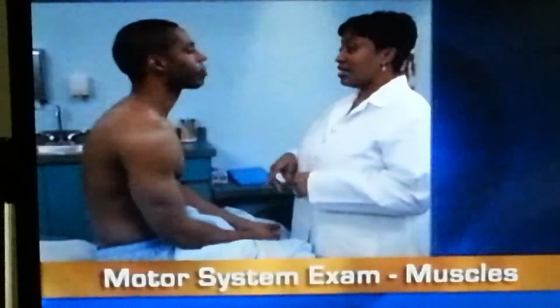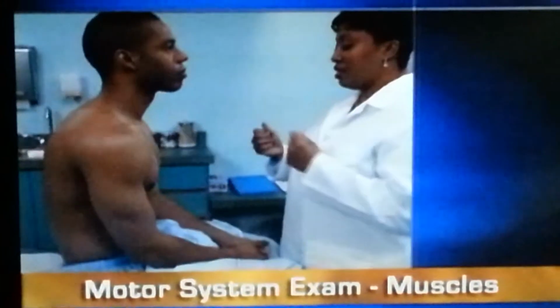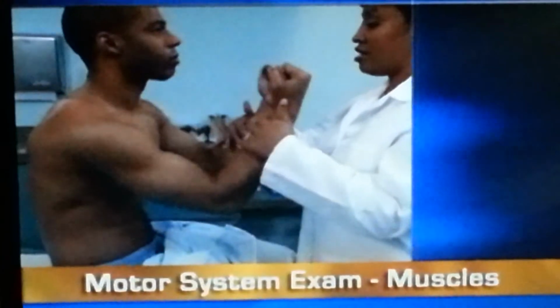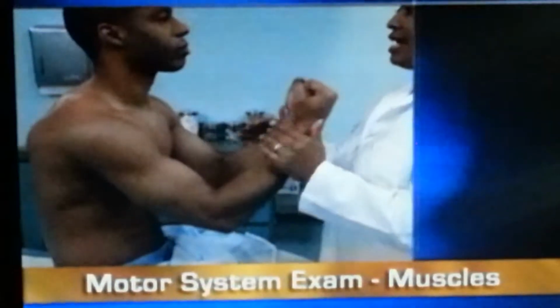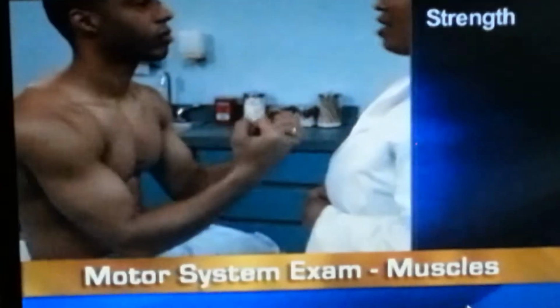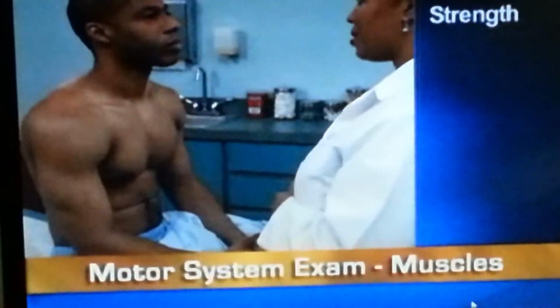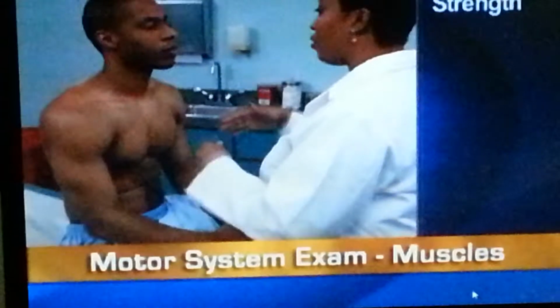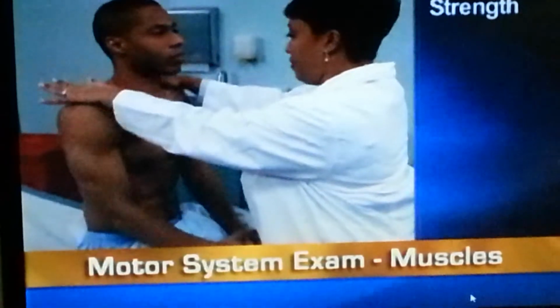Now I'm going to test the strength in your arms. Okay? Would you lift your arms up for me? Good. As you would during a musculoskeletal examination, test the strength of homologous muscles simultaneously. Test the strength in your shoulders. The person should be able to overcome your resistance.